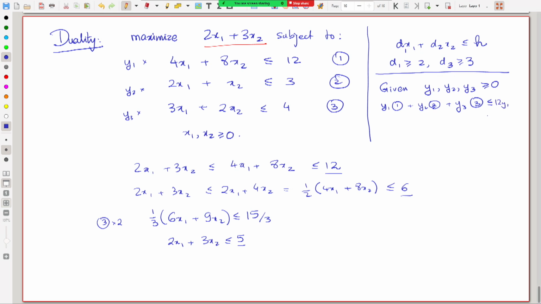12 y1 plus 3 y2 plus 4 y3. And what do I want to do? I want this h to become very small, right. So what do I get in this case? And I also need that coefficient of x. Let me maybe I need more space here, so let us copy this thing.